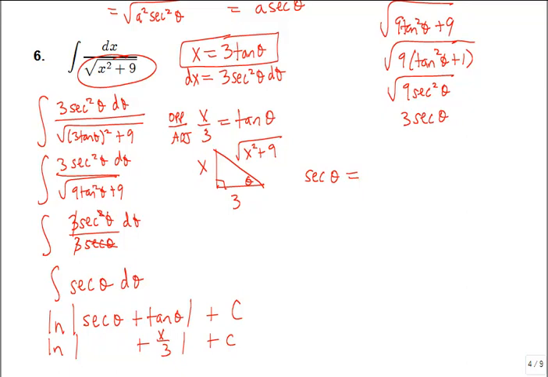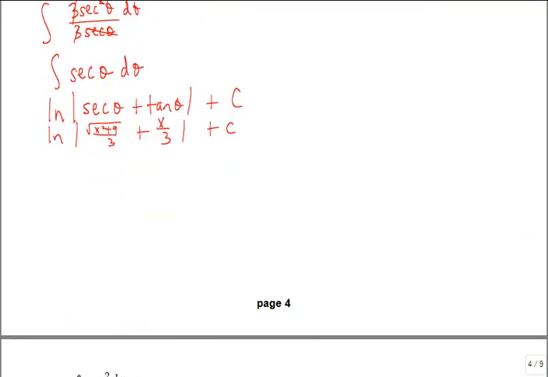Well, secant is the reciprocal of cosine, and cosine is adjacent over hypotenuse, so secant is hypotenuse over adjacent, which means it's this square root on top over the 3 on the bottom. So that's going to go right here. Now technically you can stop here. This is a correct answer. I do want to show you one thing that sometimes the textbook will do.